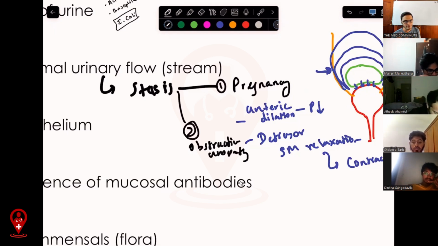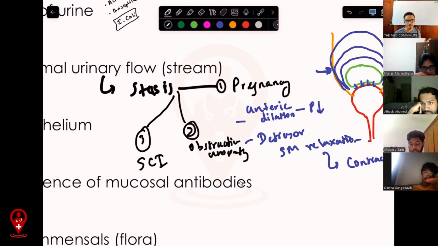The tumors and BPH are the main two that I want you all to know here. We are not going to talk too much, but they are going to obstruct whichever part of the urinary tract they are close by, and they are going to cause stasis. Okay. Then the next one is interesting. Write this down: spinal cord injury.